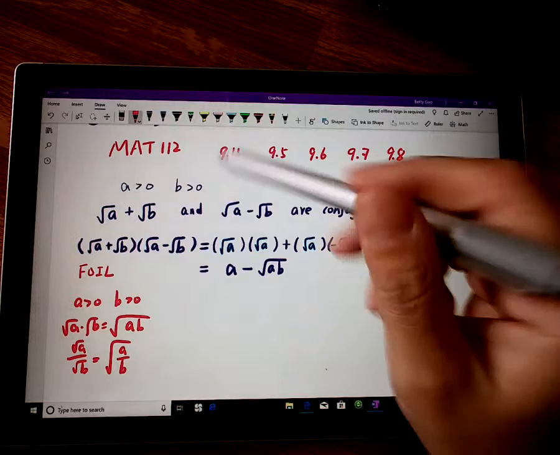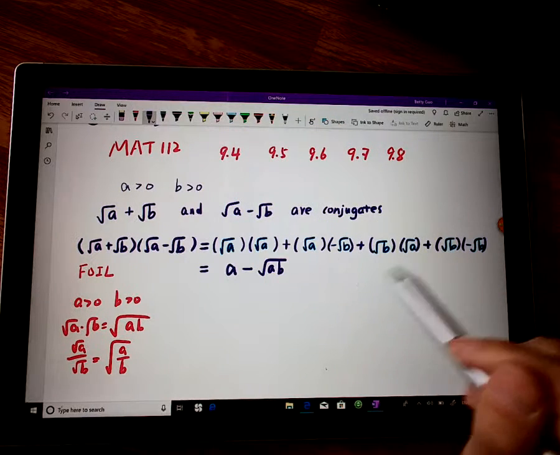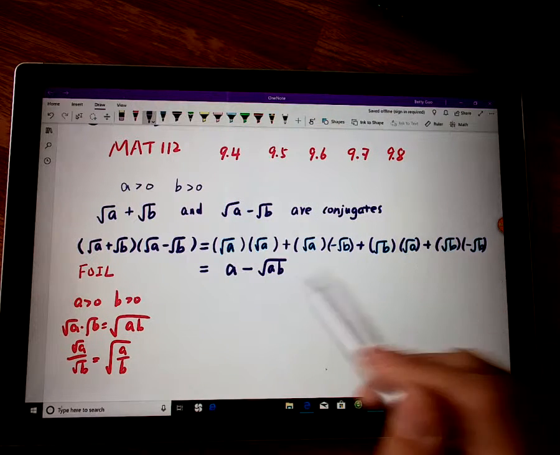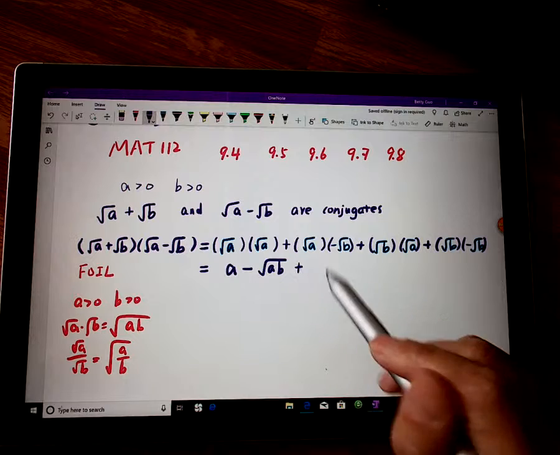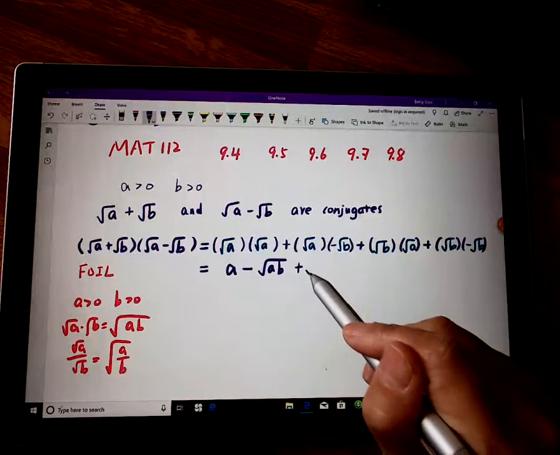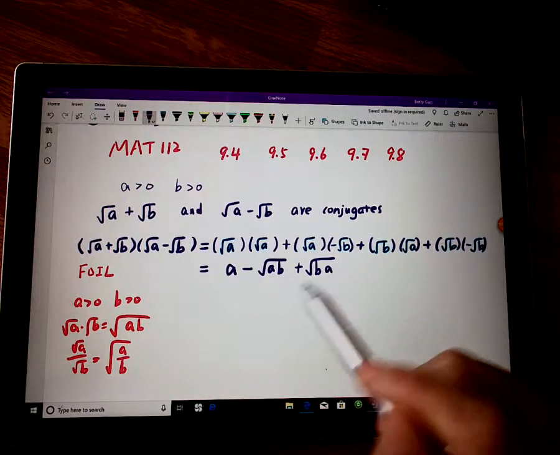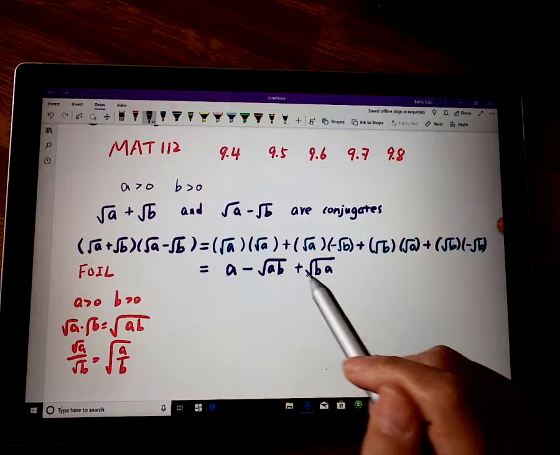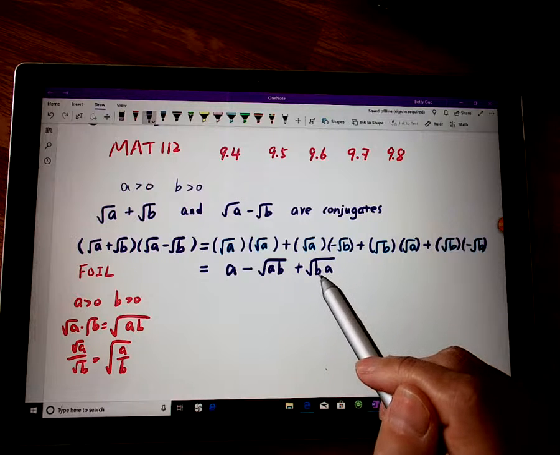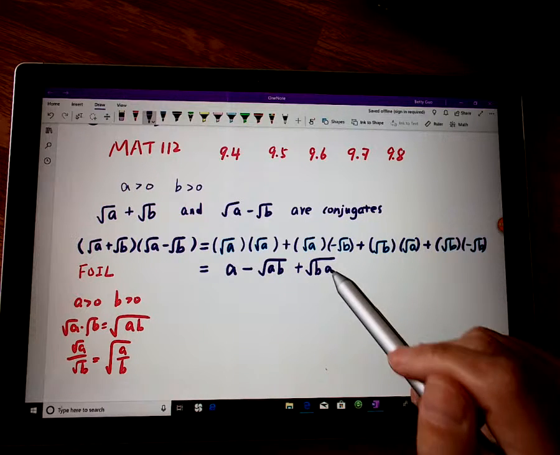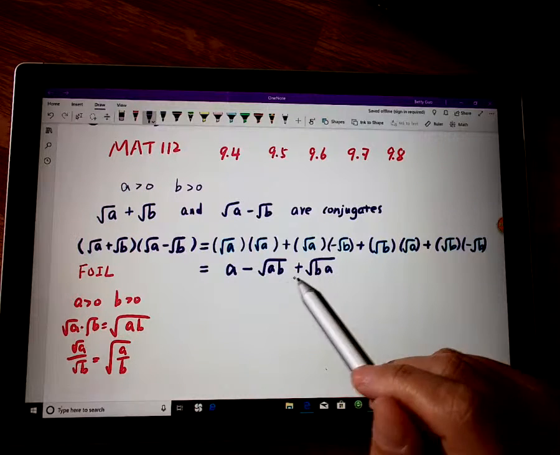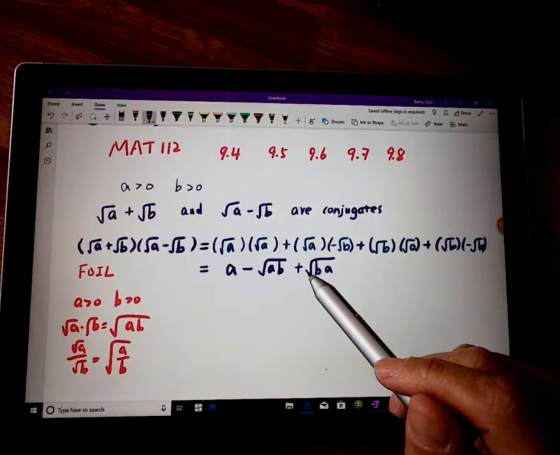Okay, so let's continue here. Root B times root A equals the square root of B times A. Is square root A times B and the square root B times A the same? They are supposed to be the same, okay? Because we know 2 times 3 equals 3 times 2. They are both equal to 6.